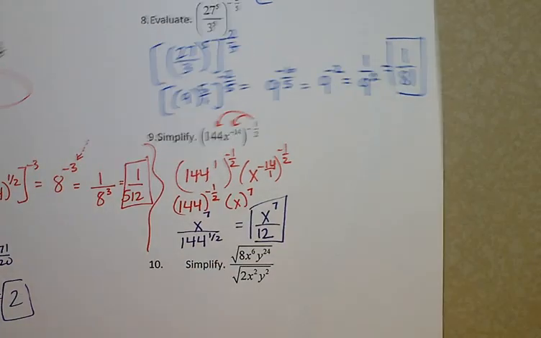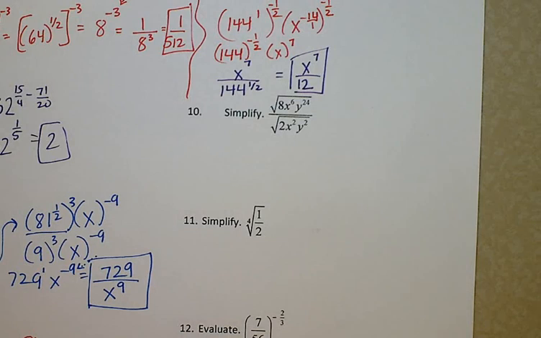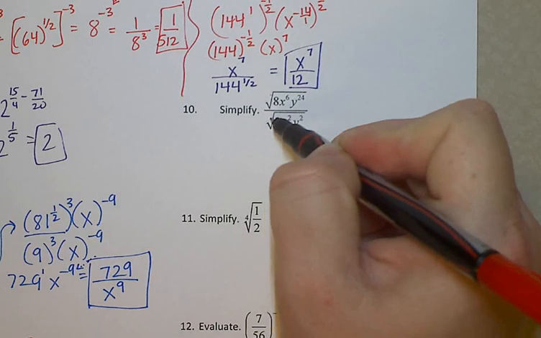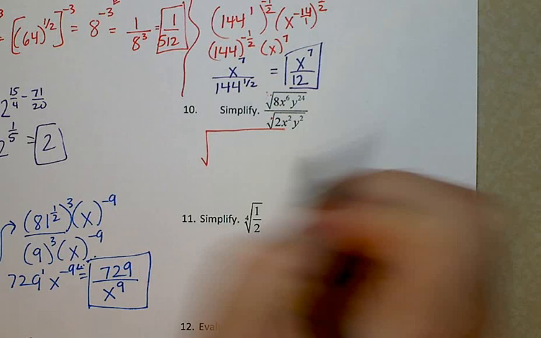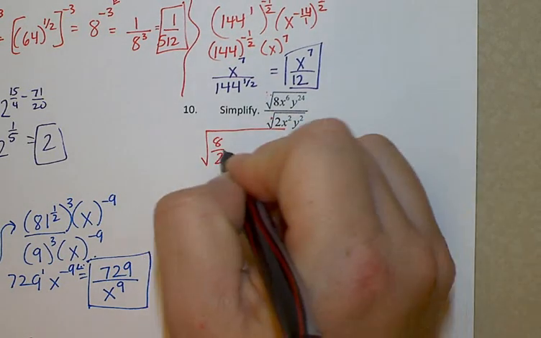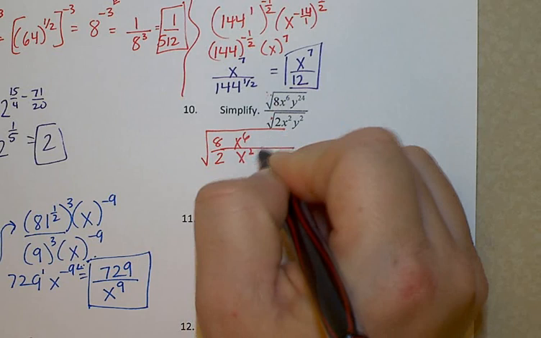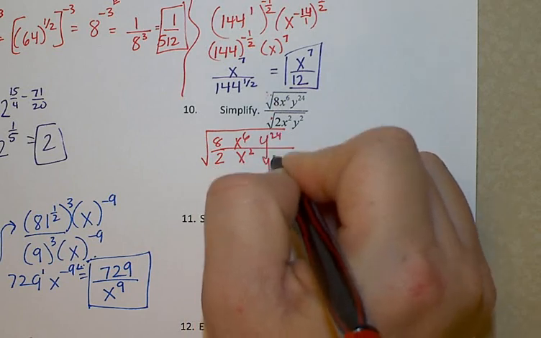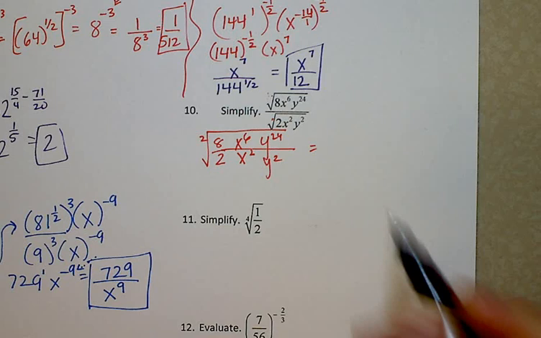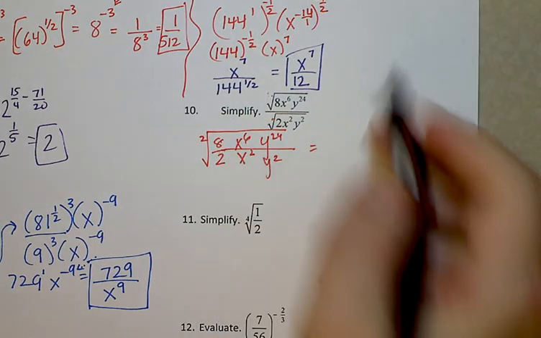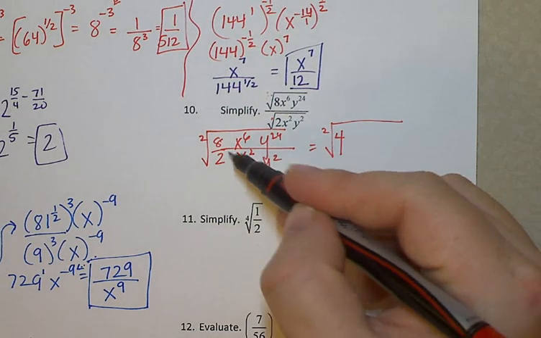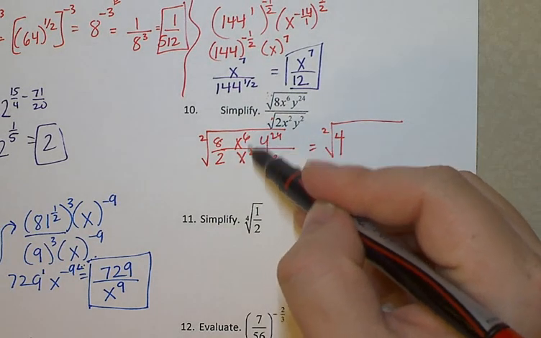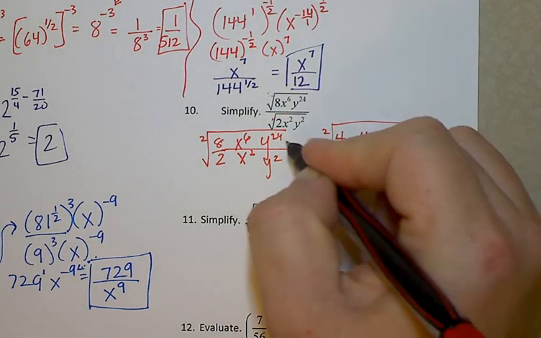On to number 10. Number 10 is going to be very similar to number 6. The nth root is a hidden 2 because you have the same nth root and you're dividing. Make one large radical here. 8 divided by 2, x to the 6th over x to the 2nd, y to the 24th over y to the 2nd. Remember, we have a hidden nth root of 2. So 8 divided by 2 is 4. And we're going to subtract exponents. When you have the same base and you're dividing, you subtract exponents. 6 subtract 2 is 4. 24 subtract 2 is 22.